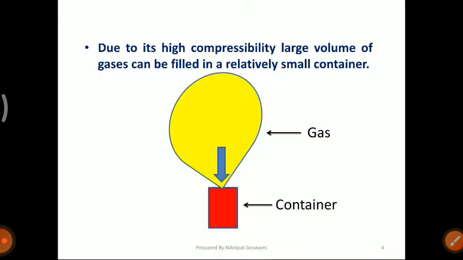Okay, so from this experiment we can know that due to the high compressibility of gases, a relatively larger amount can be filled in a very small container. See, the yellow portion represents the gas, and the small container is represented by the red rectangle. So we can see that a large amount of gas can be compressed in a smaller container.